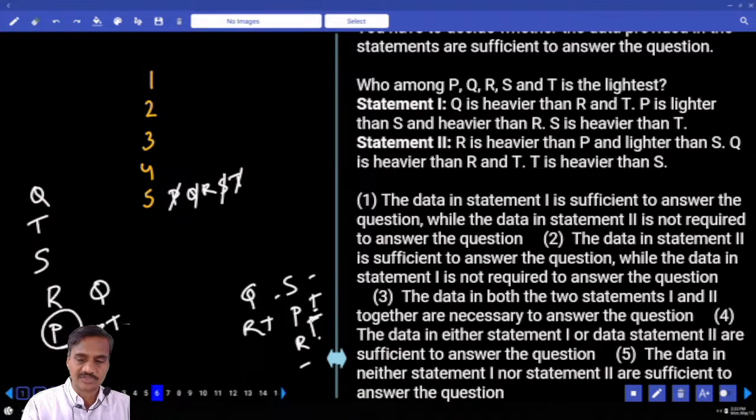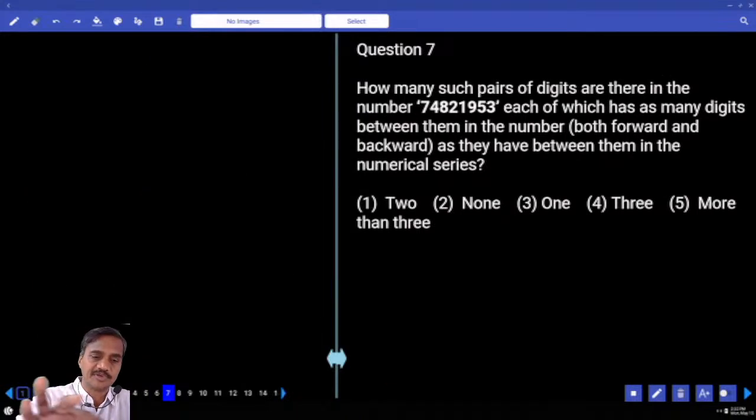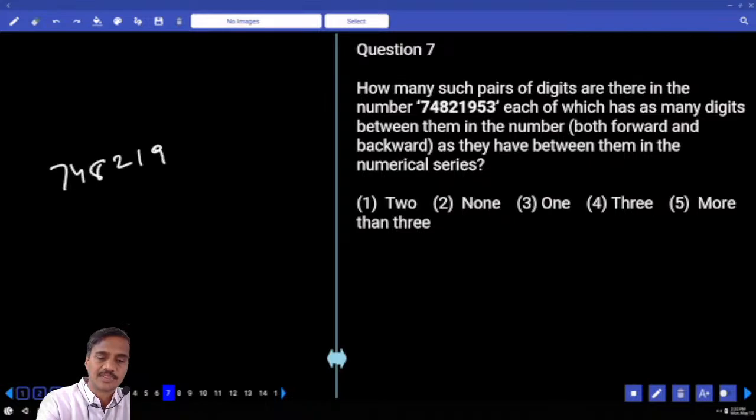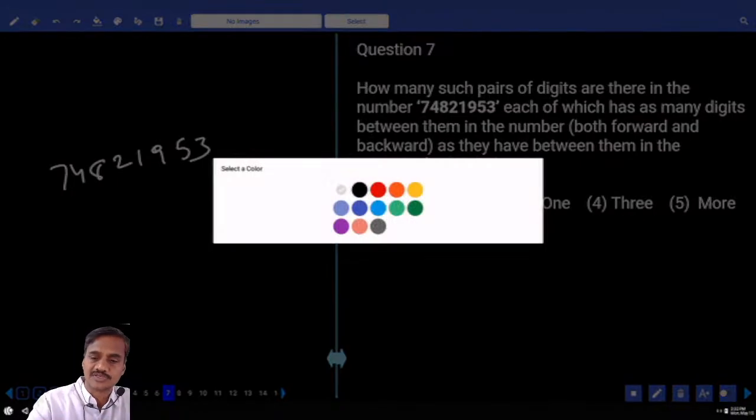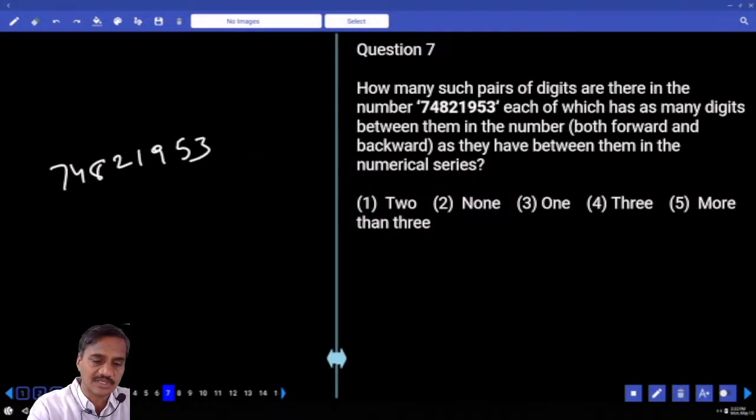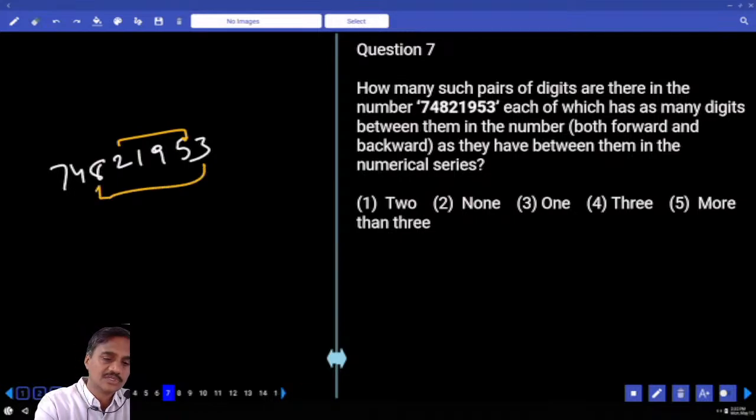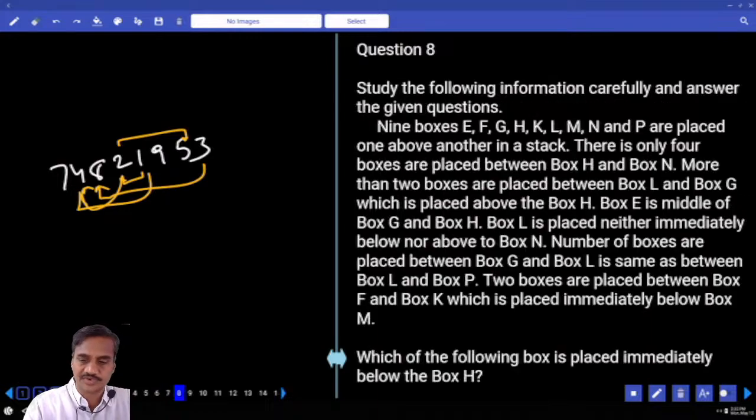Then the next one, coming to question number 7. In this one, how many such pairs of digits are there? Starting with 7: 7, 8, 9, 4, 5, 6, 7, 8, 9, 8, 9, 2, 3, 4, 5. 2 and 5, there is one pair. And next one, 1, 2, 3, 4, 9. 3, 4, 5, 6, 7, 8. 3, 2, 8, there is one. 3, 2, 9. 5, 6, 7, 8, 9. 9, 1, 2. And 1, 2, 3, 4. And 2 and 4, there is one more. How many are there all together here? More than 3. So the answer to question number 7 is more than 3.